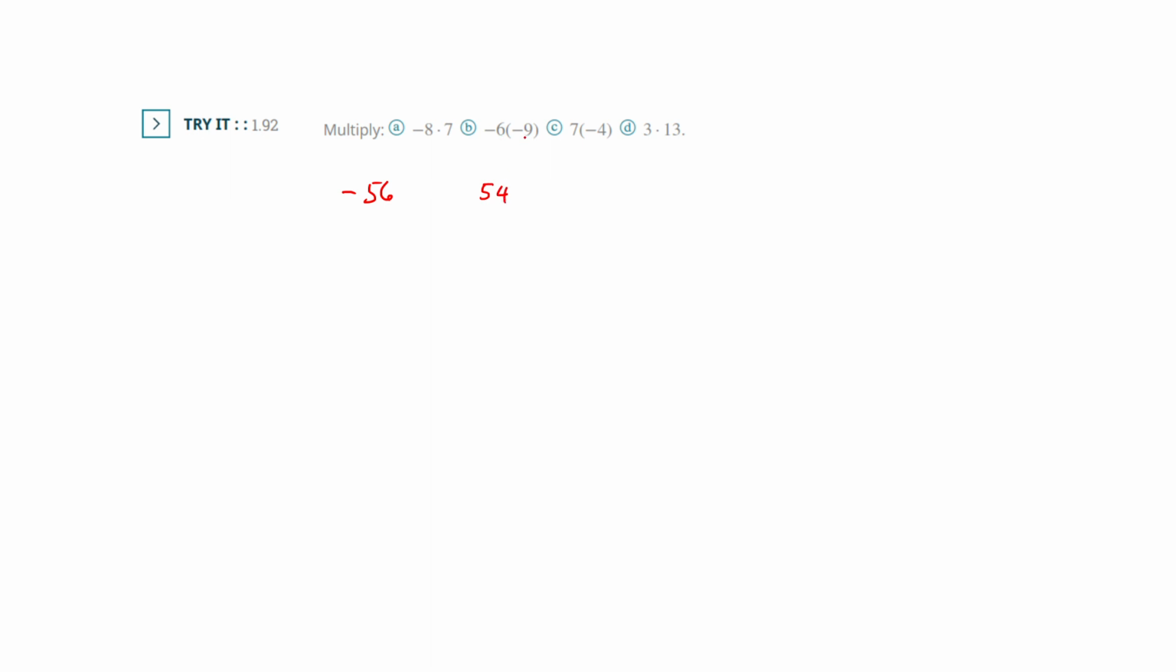So I'm going to multiply these together. I have two negatives. It makes a positive. Multiply them. A negative and a positive make a negative. Two positives, just obviously positive.